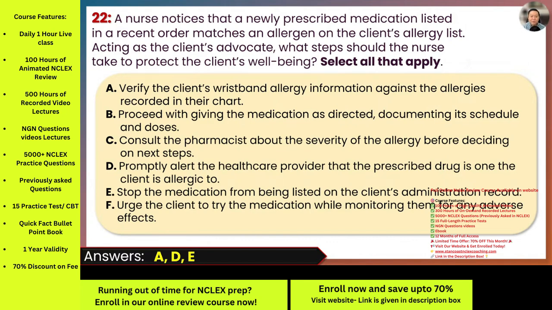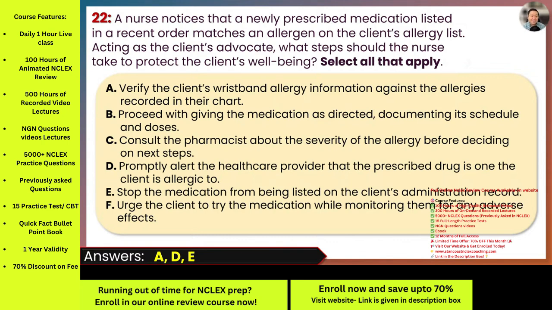Letter D is also correct because the doctor needs to be notified ASAP so they can change the prescription before the drug is given. Always remember that delaying this step can put the patient at risk for an allergic reaction, and this could be life-threatening. Letter E is also correct because if the medication remains on the administration record, another registered nurse might give this drug by mistake. So if you remove this medication, this ensures that no one accidentally administers this drug.